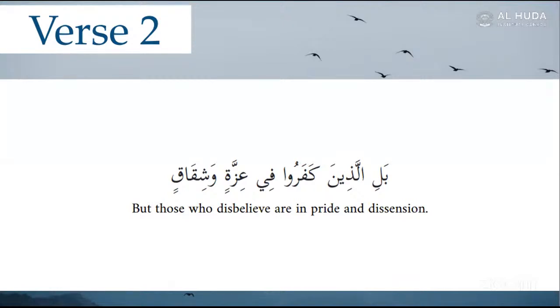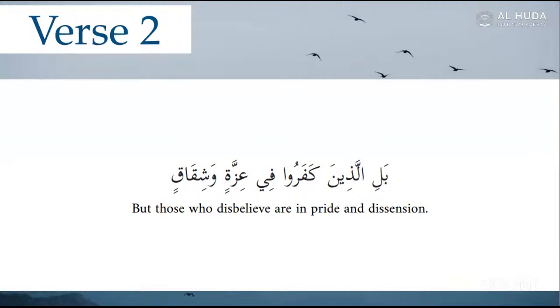Okay? This is one usage of the term bal: the usage of ibtal, nullifying or negating the previous statement, and also proving something that has been uttered or stated to be batil. Another usage of bal is of intiqal, to shift topics. It's like transitionary. So here, in this case, the second usage of shifting topics is more relevant.